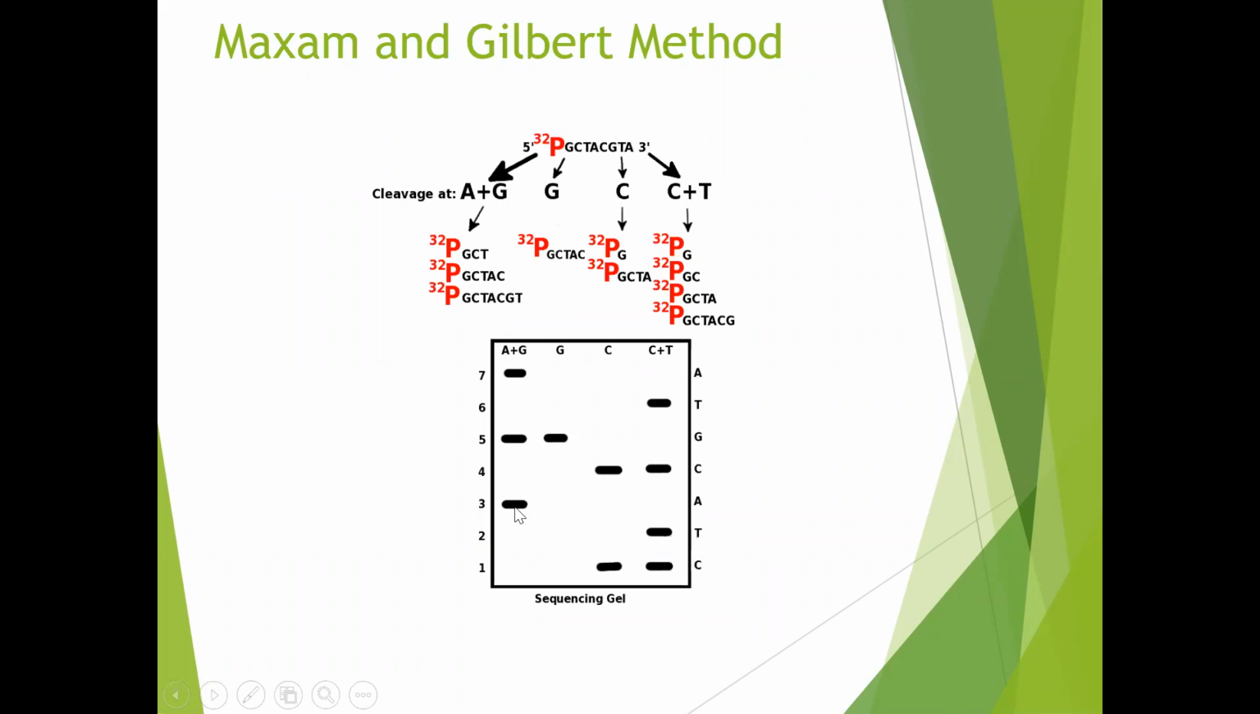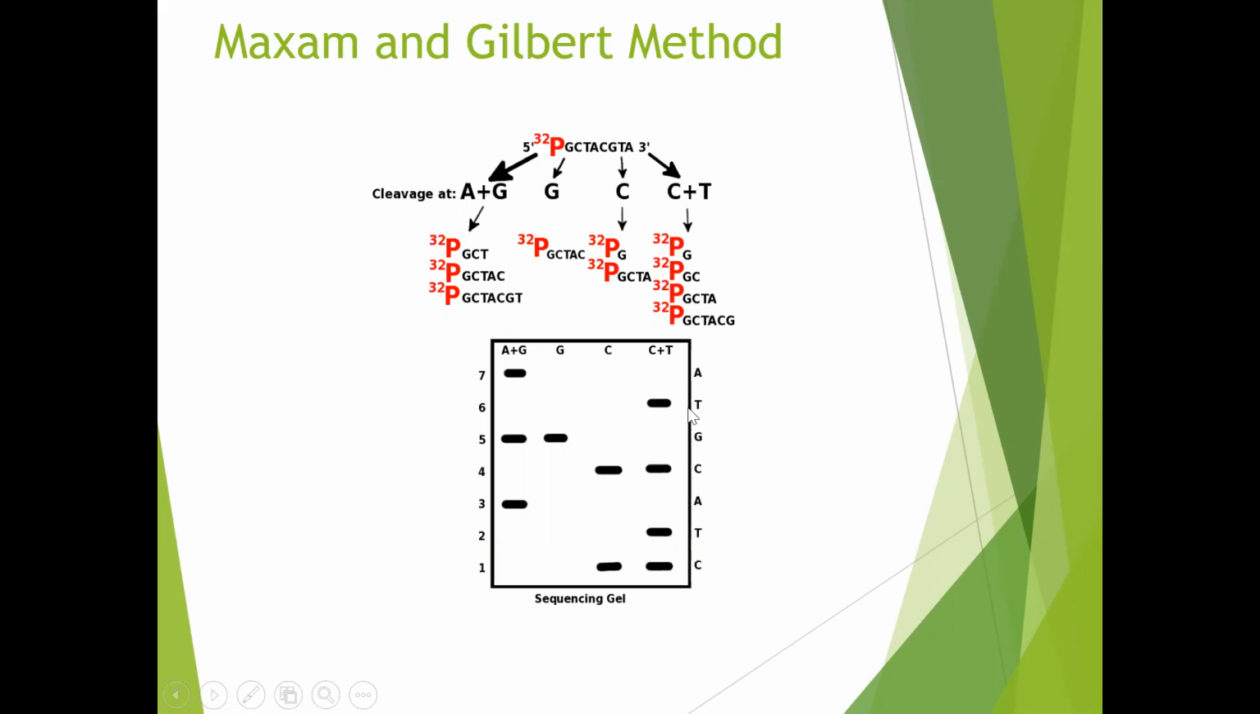And here you have the band at A plus G well, and you don't have a band at G well, which means that this base is A. And here again it is C. Here it is G. Why is it G? Because the bands are there in the A plus G well also, G well also. And here it is T, it is A.